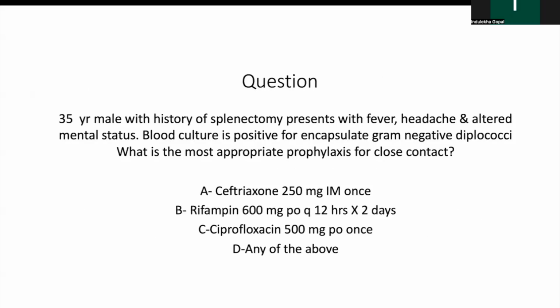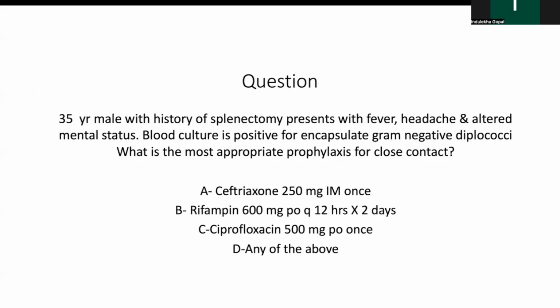Next question. A 35-year-old male with history of splenectomy presents with fever, headache, and altered mental status. Blood culture is positive for encapsulated gram-negative diplococci. What is the most appropriate prophylaxis for close contact?